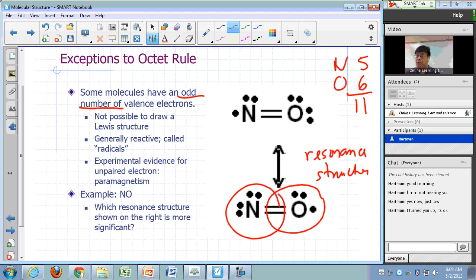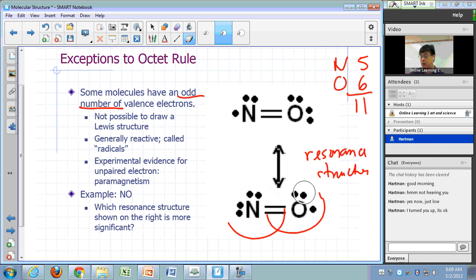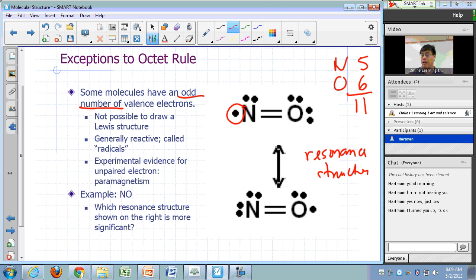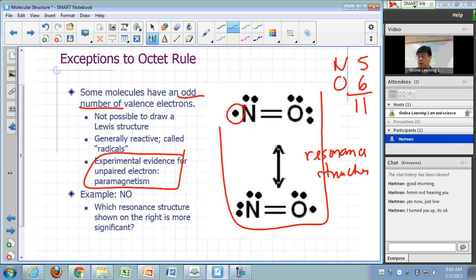Now, these types of molecules are generally very reactive, okay, and that's a characteristic of molecules that have an odd number of electrons, because they tend to seek out another electron, you might say. So they're very reactive, and experimental evidence for the existence of unpaired electrons would be paramagnetism. These molecules would respond to magnets. That's a sign that you have at least one unpaired electron in your molecule. So which of these 2 resonance structures do you think is more significant, more plausible?